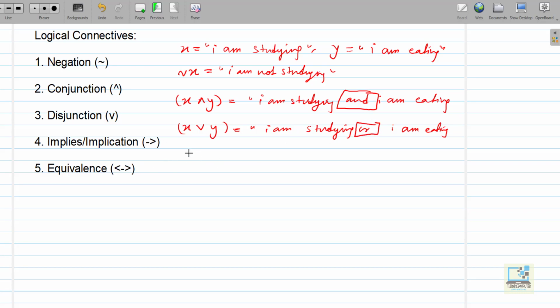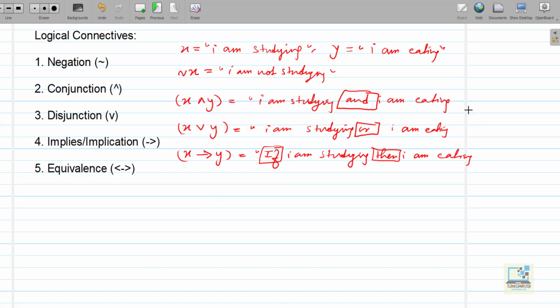Then implies, x implies y. This will be if I am studying, then I am eating. So in case of implication, we have to put the word if before the first statement, and we have to put the word then between the first and the second statement. So the joining word will be then, and we start the first sentence with if: if I am studying, then I am eating.